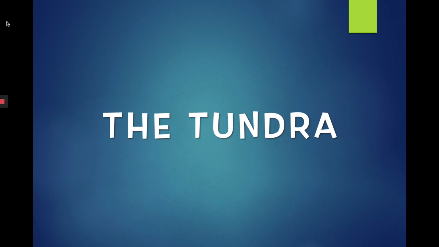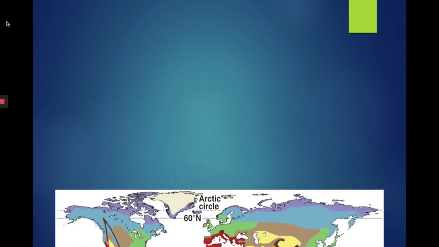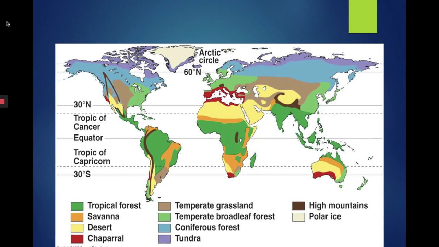Now we're going to look at a few more characteristics, plants and animals that make up the tundra. You would recognize this map from last week's lesson. It's a map showing all the biomes around the world. And specifically we are looking at the tundra today, which is located in the most northern part of the world.